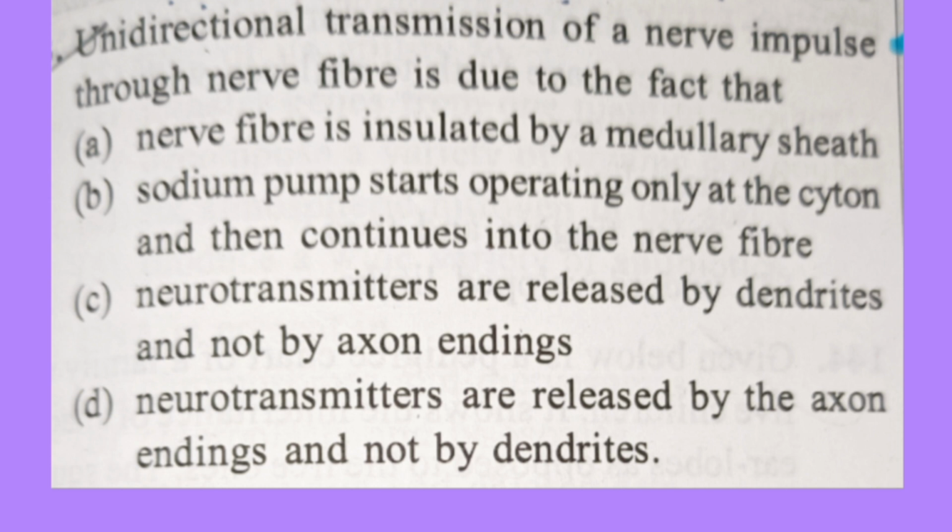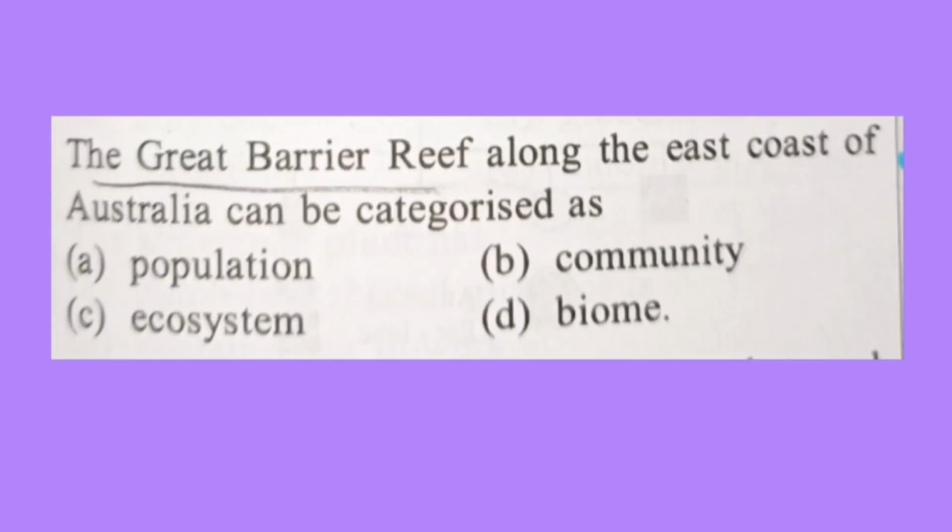So the next question is, unidirectional transmission of nerve impulse through nerve fiber is due to the fact that? So the correct answer is option D, neurotransmitters are released by the axon endings and not by the dendrites. So the next question is, the Great Barrier Reef along the east coast of Australia can be categorized as? So the correct answer is option C, ecosystem.